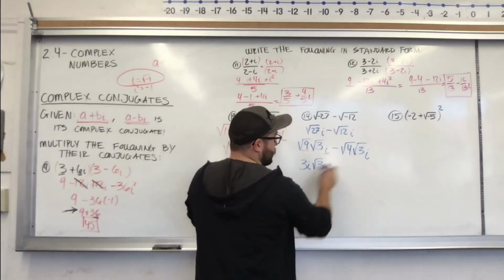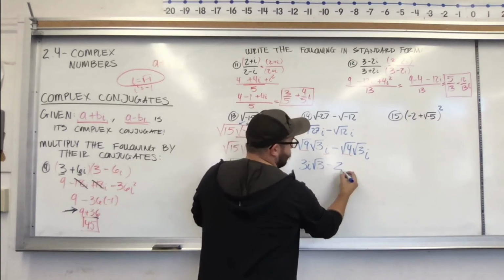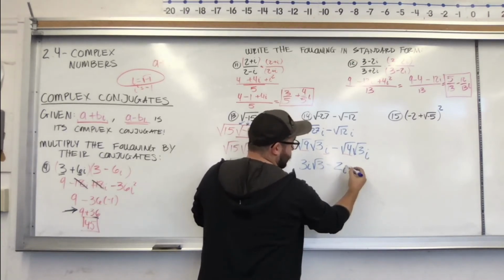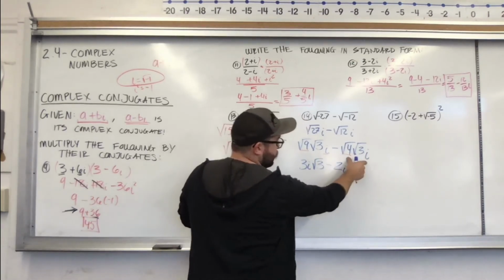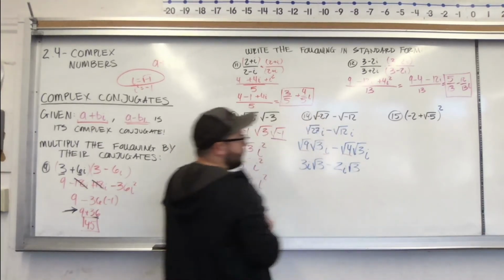I'm going to do a very similar idea over here. Square root of 4 is 2. I'm going to bring the i over, and I can because it's just multiplication within that little piece. And then we have left over the square root of 3.